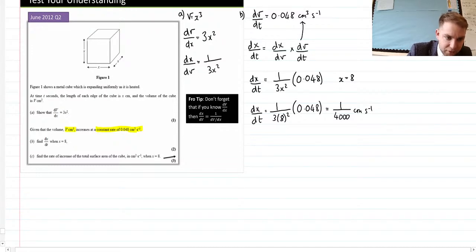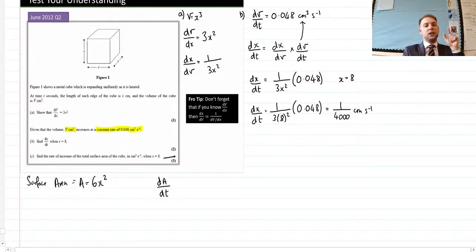So my surface area, I'll call that A. Well, if one face is going to be x squared, but there's 6 faces, my area is equal to 6x squared. Okay, that's what my surface area is there. And it says find the rate of the total surface area of the cube. Now what they're actually asking for is this. They're trying to find dA by dt. How is the surface area increasing over time?